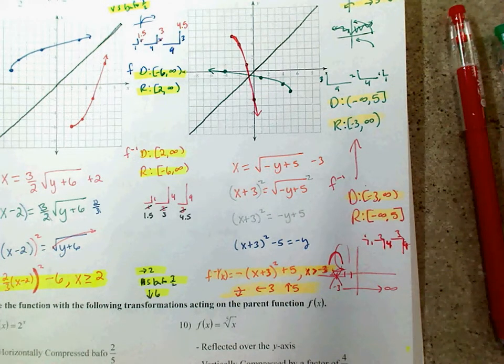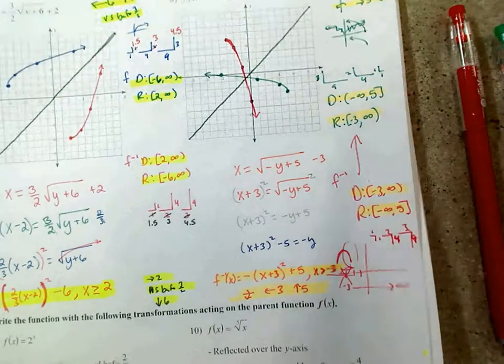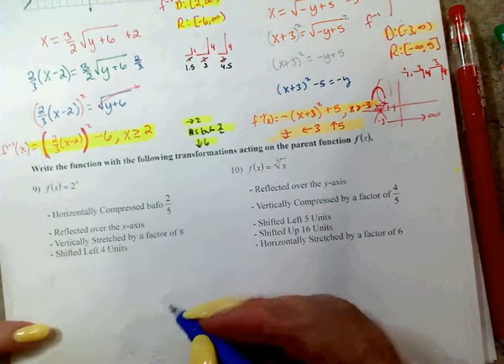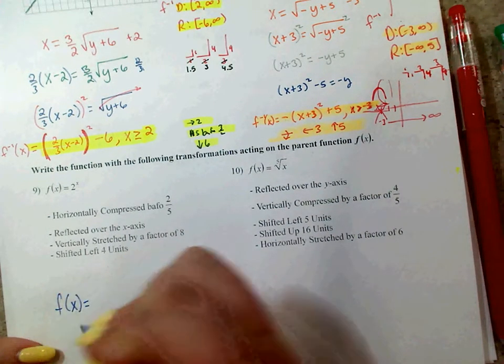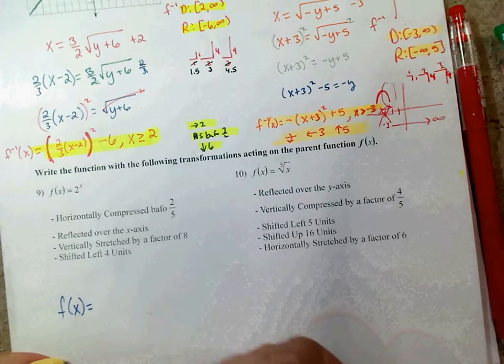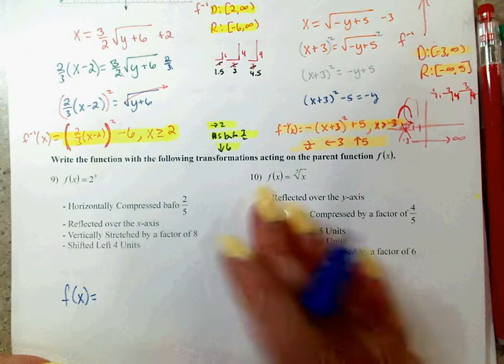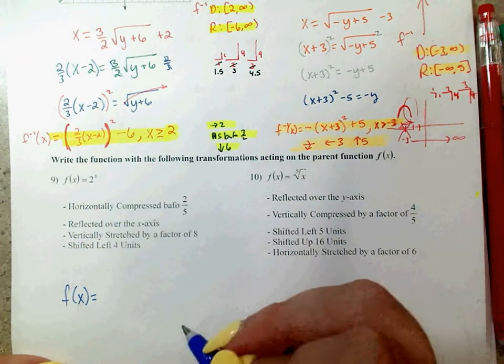Number 9. So number 9 and number 10 are just write the functions given the transformations. So, okay. F of x equals 2 to the x, which means this is an exponential function. That's cool, but you just got to recognize that the interior of the function is up in the power with x.